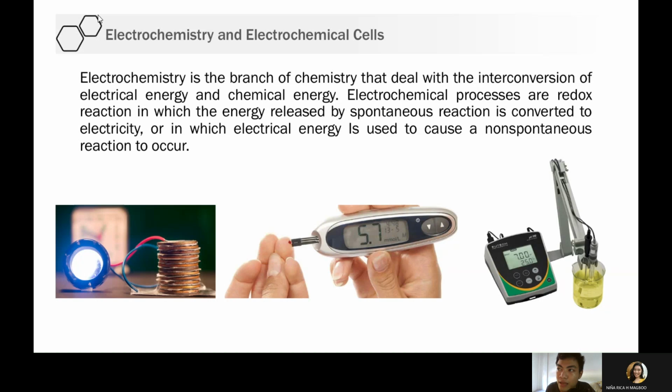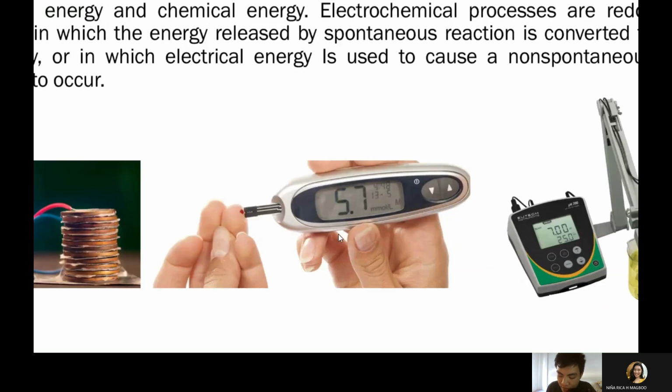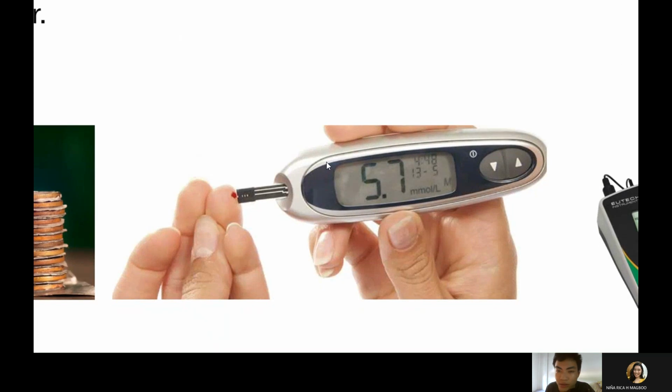One of the applications of electrochemistry in your field is the use of the glucometer. Let me zoom in. Okay, so this is the glucometer. It is used to measure the glucose level in the blood, especially if the person is diabetic. To monitor blood sugar, we use this. I actually have one, although nobody's diabetic at home. So how does this work?